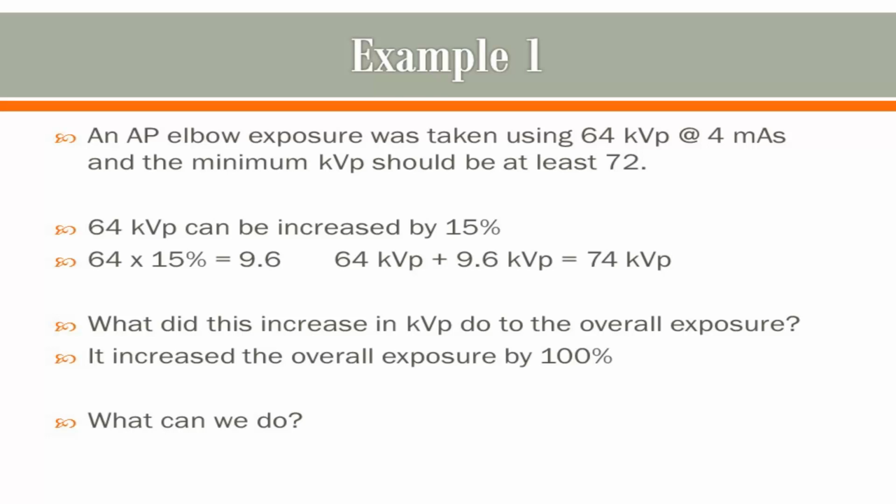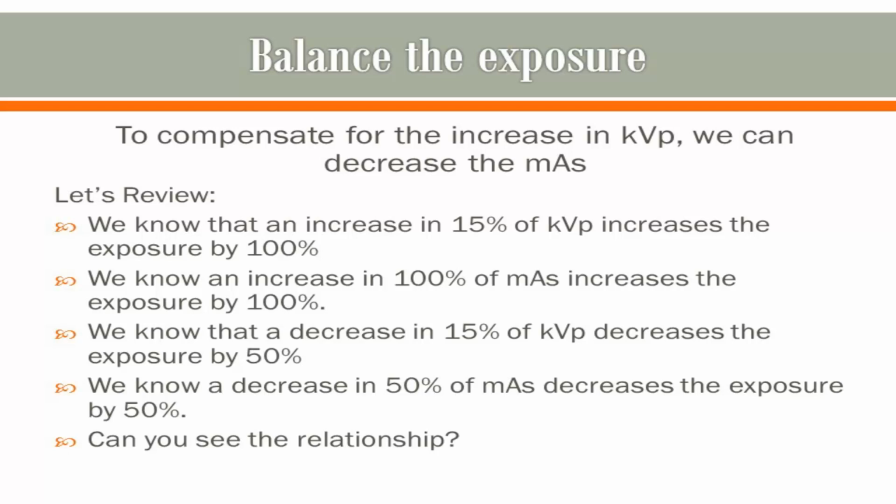So what can we do next? We must balance the exposure. The overall exposure in this example was fine, just the technical factors needed to be manipulated. So we can compensate for the increase in kVp by decreasing the mAs. So let's take a quick look at what we already know. We know that an increase of 15% in kVp increases the exposure by 100%, or it doubles it.